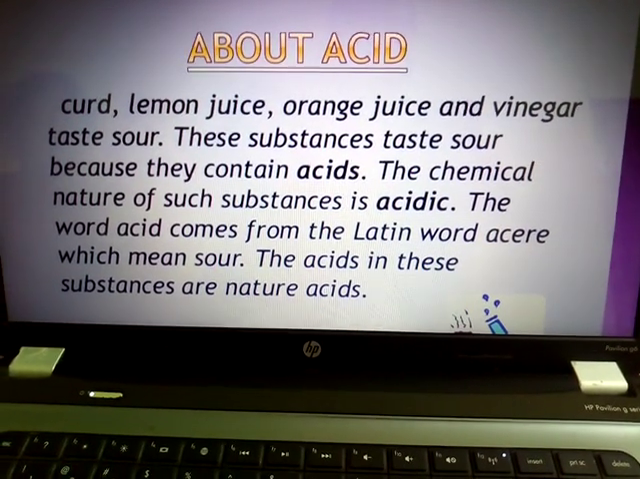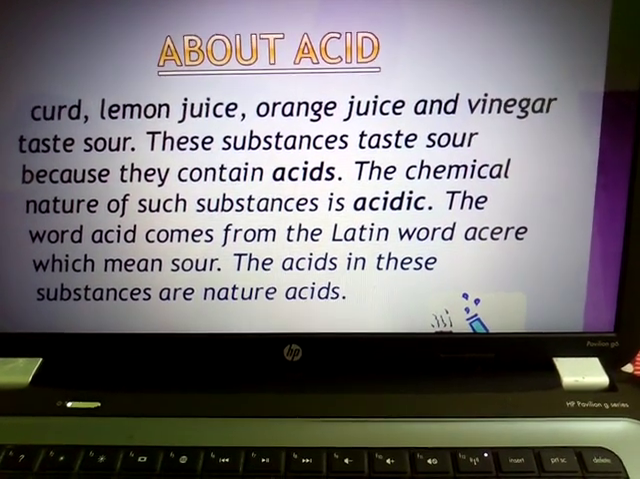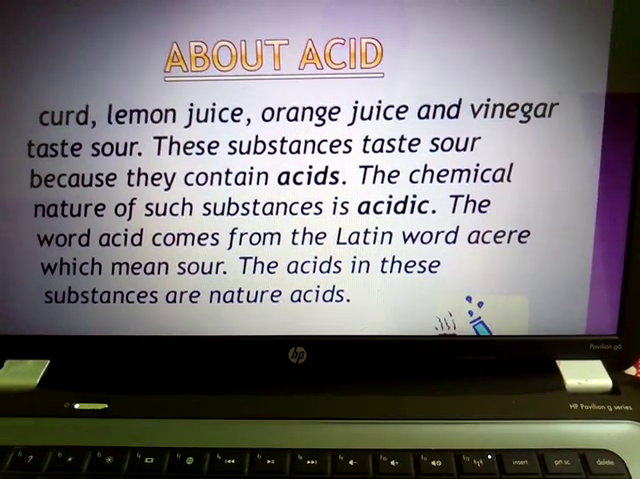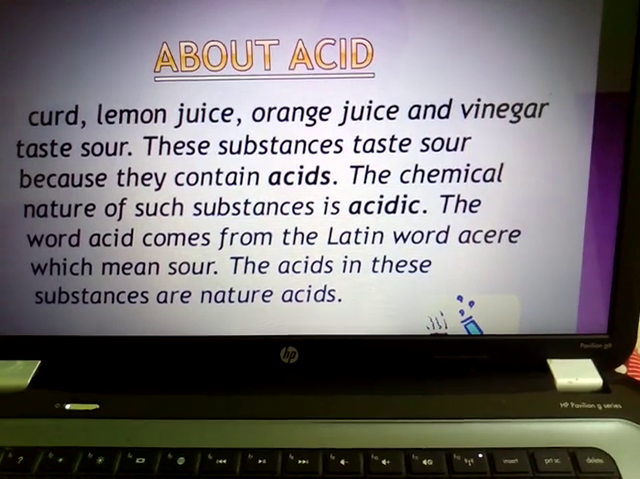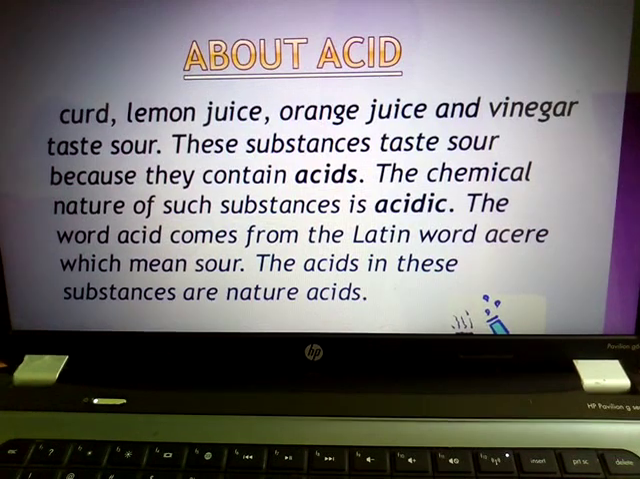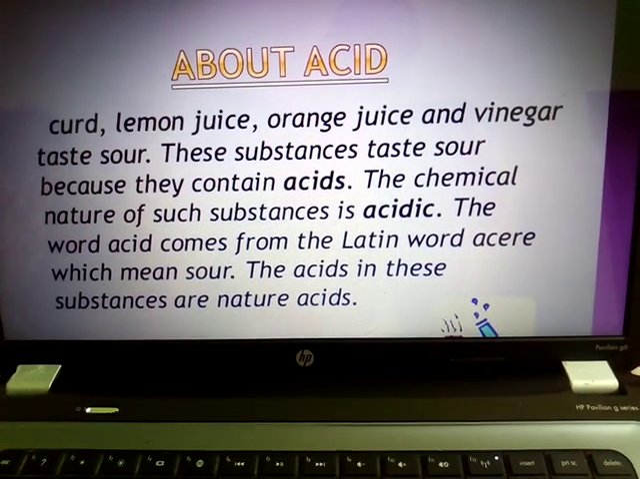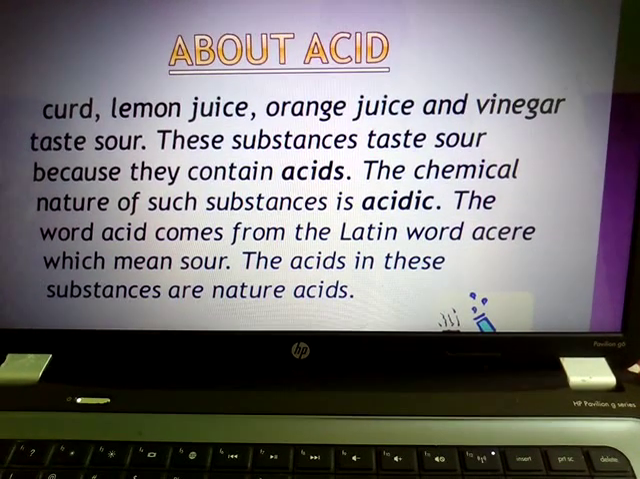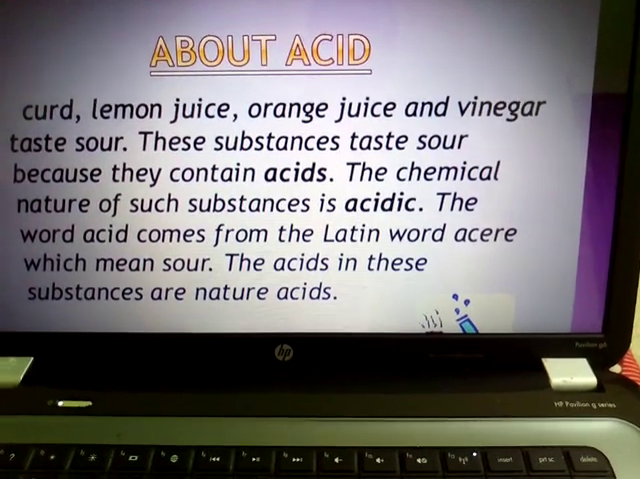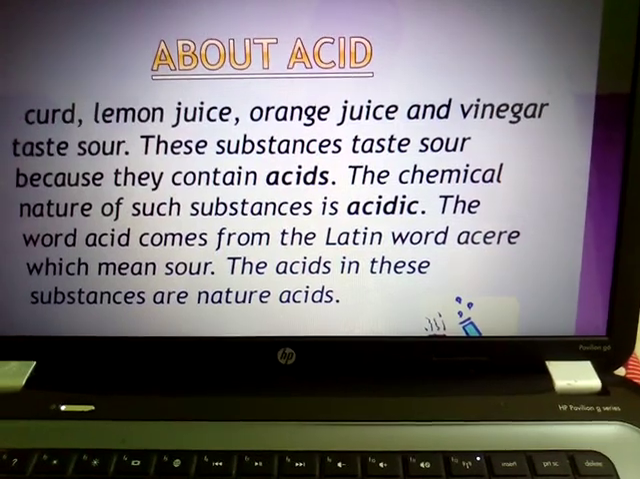Now about acids. Curd, lemon juice, orange, vinegar, all these are sour in taste, but these are good acids for us, useful acids for us. Whereas chemical acids that are prepared in the laboratory or factory, like hydrochloric acid, sulfuric acid, nitric acid, are harmful. The acids contained in curd, lemon juice, orange are natural acids. These substances taste sour because they contain acid.